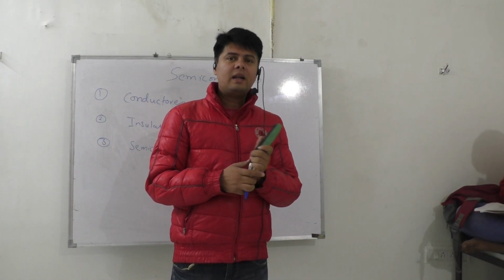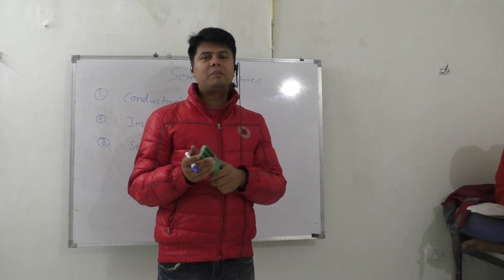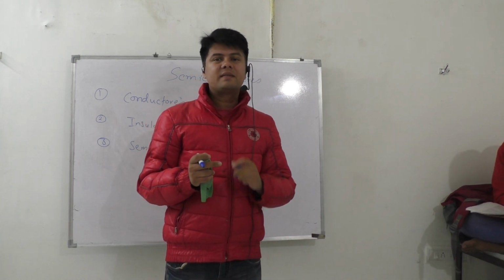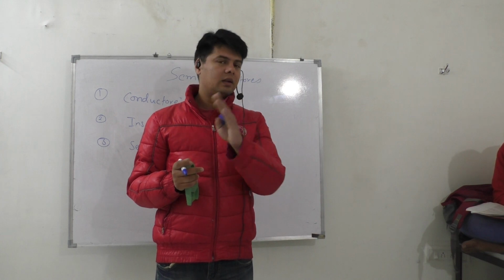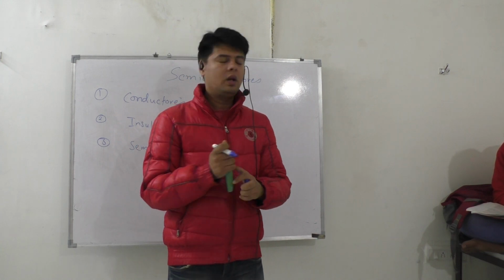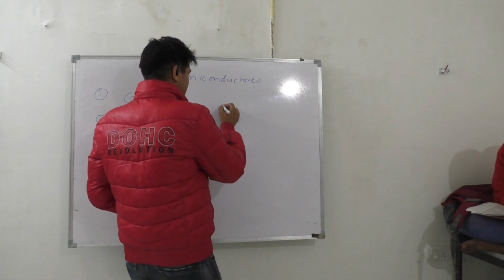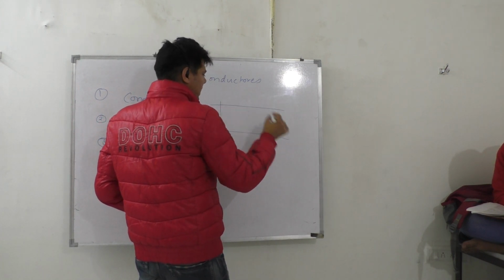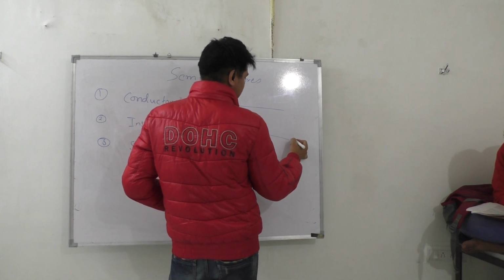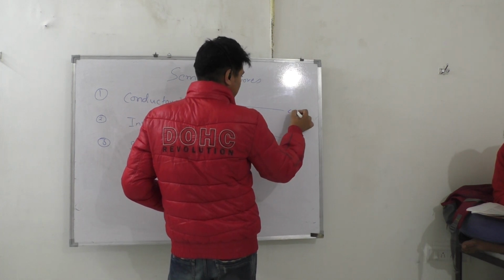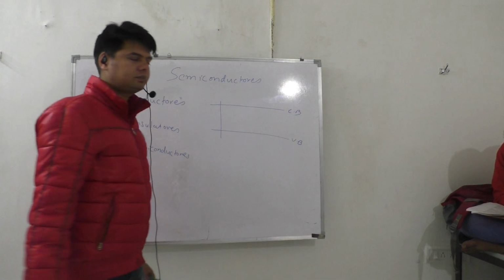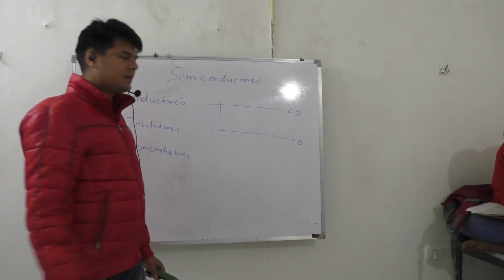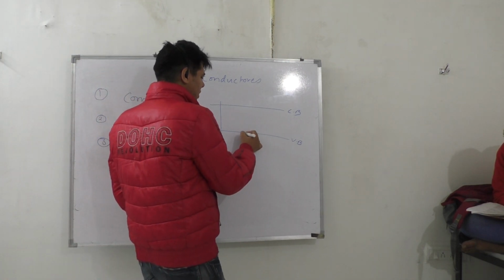So, the basic thing, what is a semiconductor? The answer is that semiconductors are those materials whose conductivity lies between the conductors and the insulators. Semiconductors also have an energy diagram, called the valence band and the conduction band, and this is the electron at the valence shell.